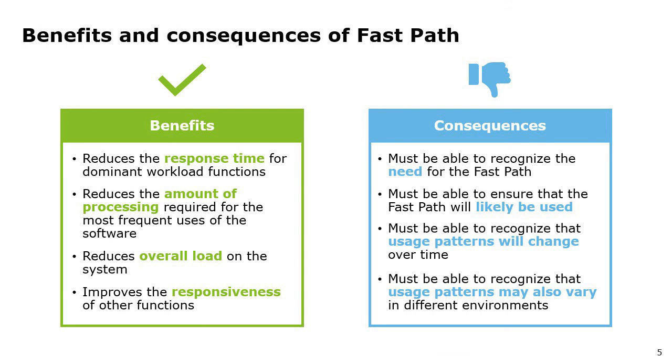However, there are also many consequences to using FastPath. When using FastPath, you not only have to recognize the need for it, but ensure it is likely to be used. For example, if an ATM uses buttons for quick withdrawing money, but only selected amounts that no user would need to withdraw, it would not help. Usage patterns can also vary depending on the system, which can negatively impact FastPath.